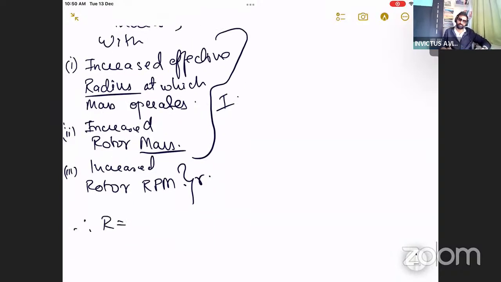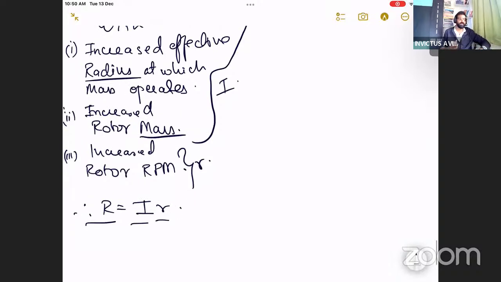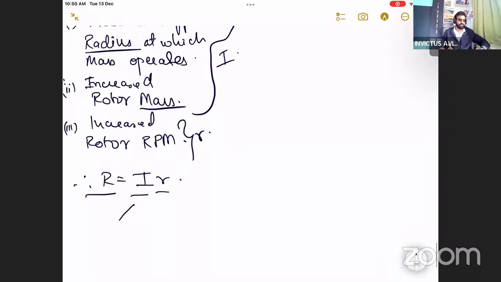Therefore, rigidity is equal to I times R. You know what is I, students? I is rotor mass and rotor diameter or effective radius, one and the same. What is R? RPM. Big rigidity. So inertia or gyroscopic inertia, moment of inertia, keywords.